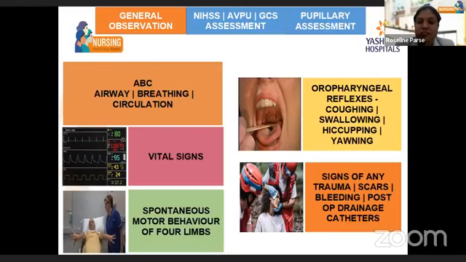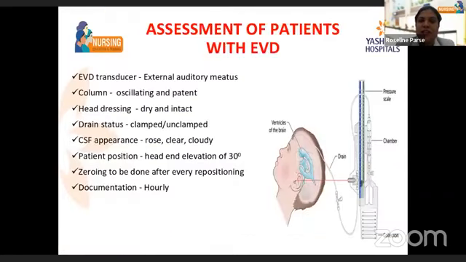In post-op drainage and catheters, I would like to highlight the EVD, external ventricular drain. So when patients are in the post-op period, apart from checking the scar, apart from checking the surgical dressing, whether the sutures are intact, whether there's any gaping.